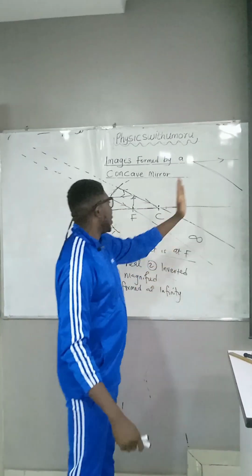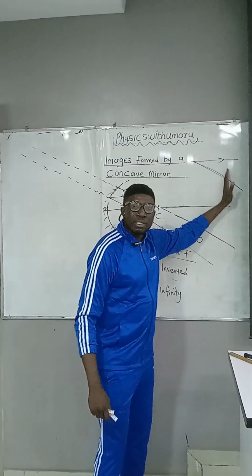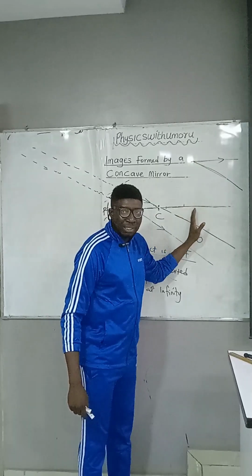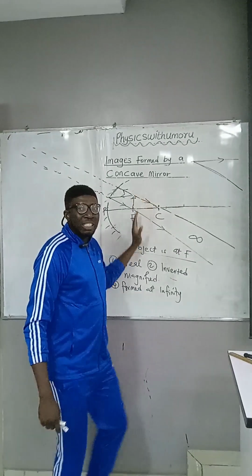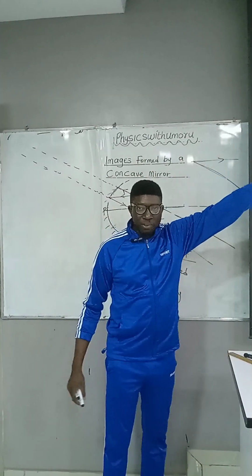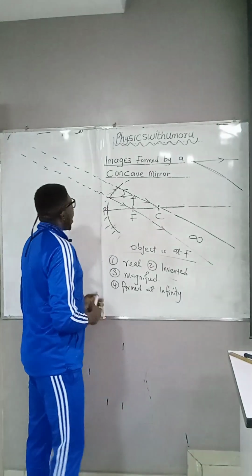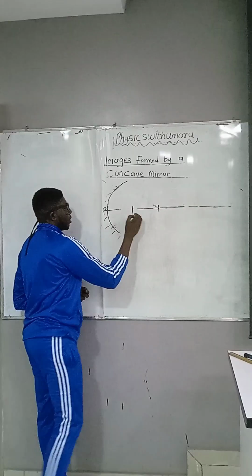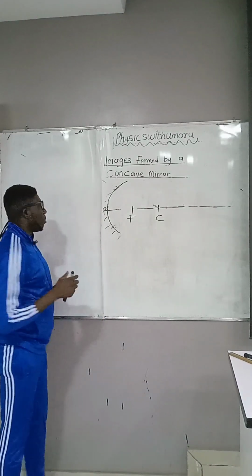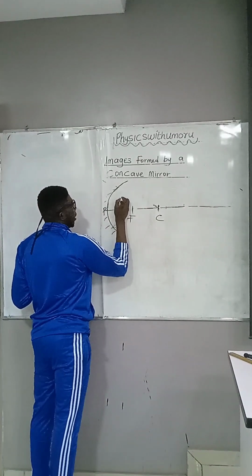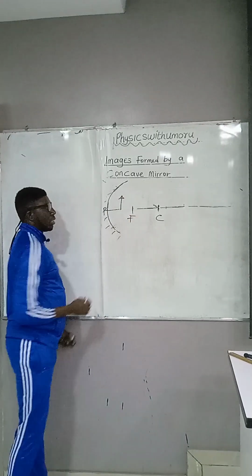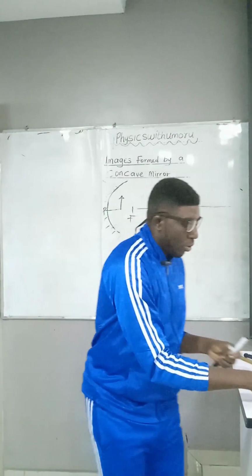So take note of this: when the object is beyond C, the image is between F and C. When the object is at C, the image is at C. When the object is between F and C, the image is formed beyond C. When the object is at F, the image is at infinity. All right? So we are now going to look at the last case. The next is when the object is placed at a position between the principal focus and the mirror itself.